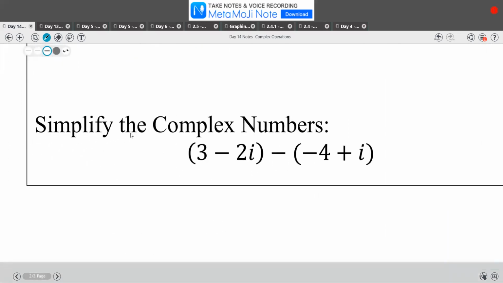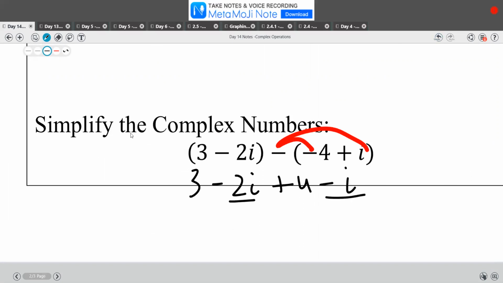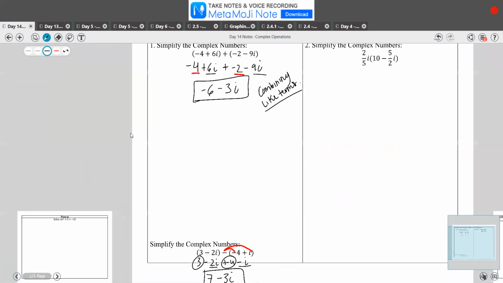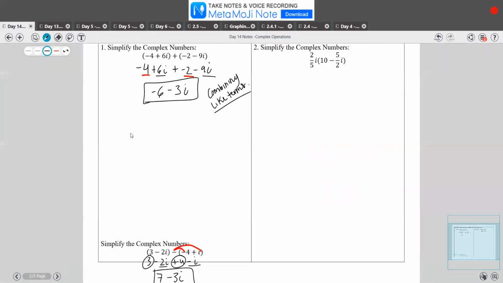The only difference would be that that one has a negative. So then I would have to distribute the negative first. So then that would be 3, 2i plus 4 minus i. And then back to the same thing, combining like terms. That would be 7 minus 3i. Okay, so that's when it comes to adding and subtracting complex numbers.